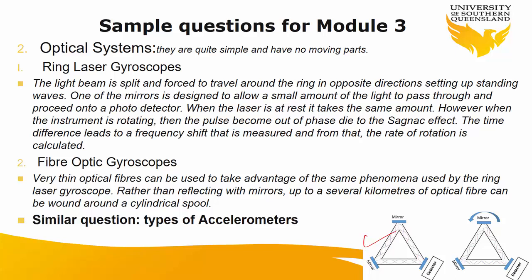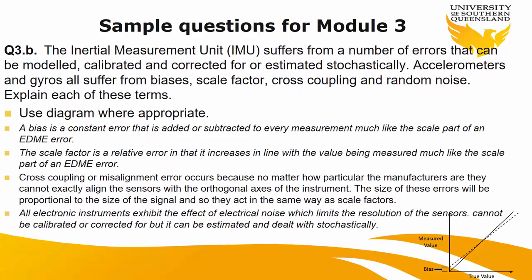I might use a similar question but for accelerometers this time. Yeah, they all had 3 types. So far so good? Easy? Okay. The other question I might ask is about the error sources in INS. So what are the error sources?